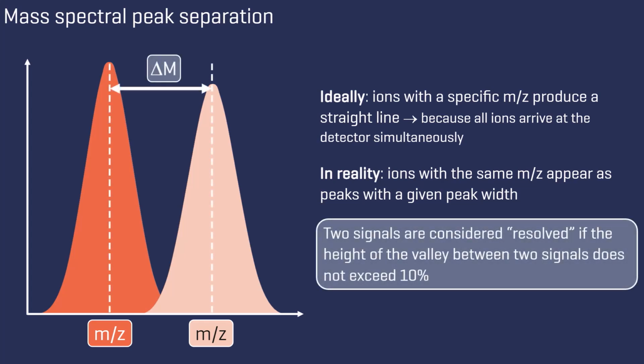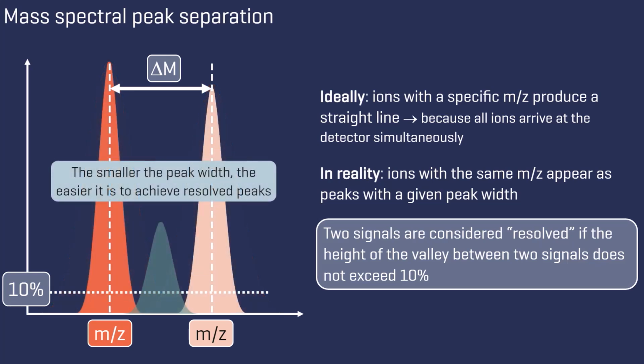Two signals are considered as resolved if the height of the valley between two signals of approximately equal height does not exceed 10%. Hence, the more ions interfere, the harder it is to achieve resolution of the peaks. Conversely, the smaller the peak width, the easier it is.